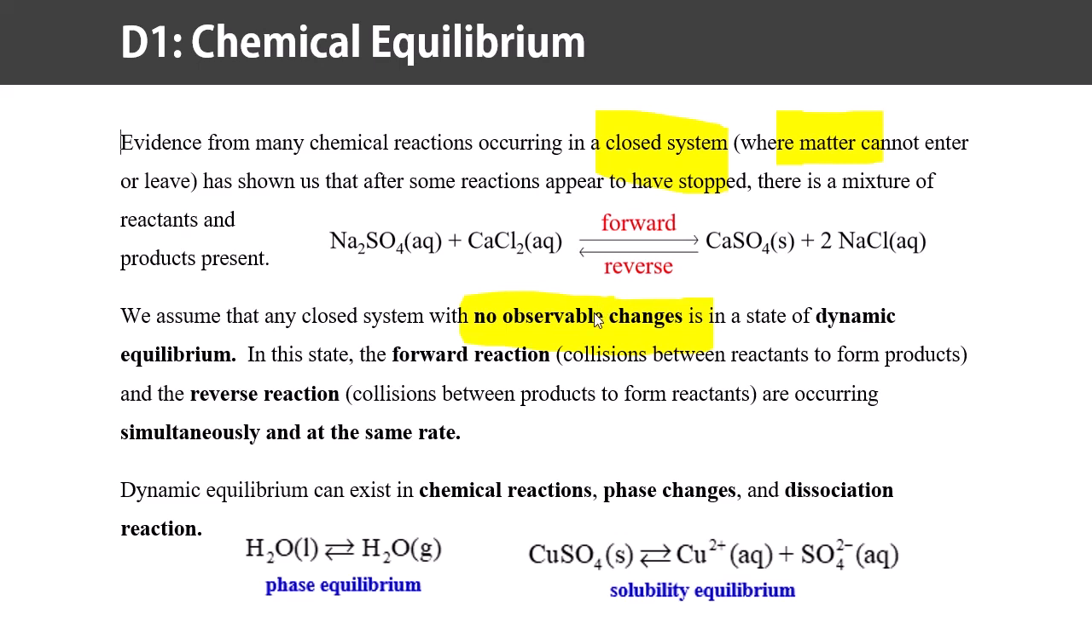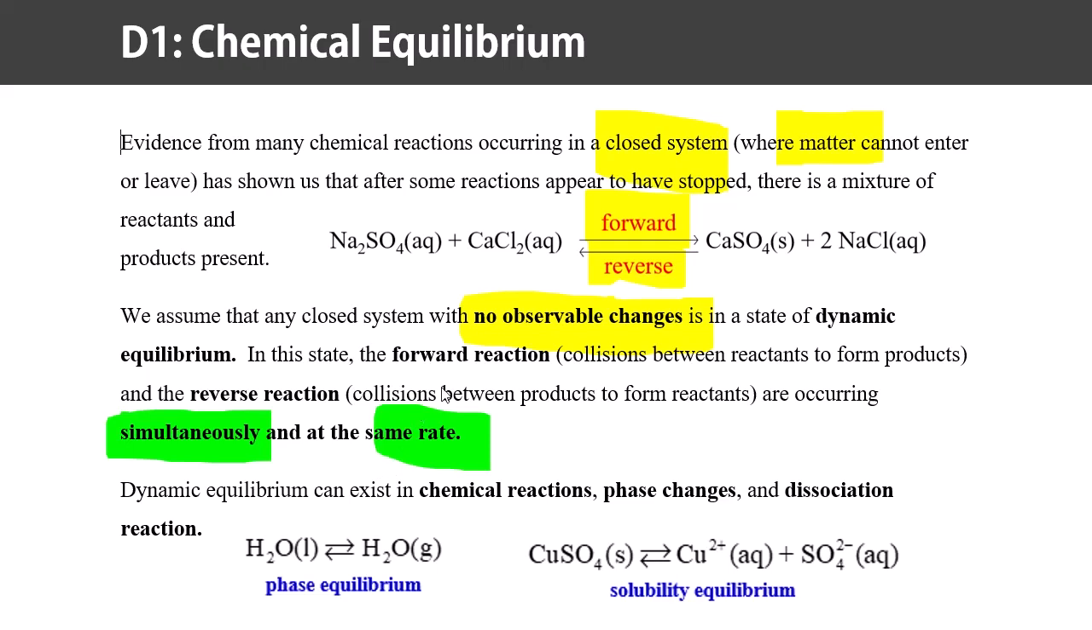So the forward reaction, the rate of the forward reaction, is equal to the rate of the reverse reaction. So we assume that they are not stopped, but they're happening at the same time and at the same rate. And I can have dynamic equilibrium like this existing for a chemical reaction, like the above here, where the sodium sulfate and calcium chloride are reacting to produce calcium sulfate and sodium chloride. So this is a chemical reaction.